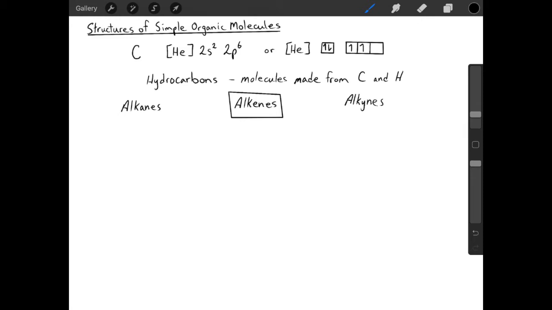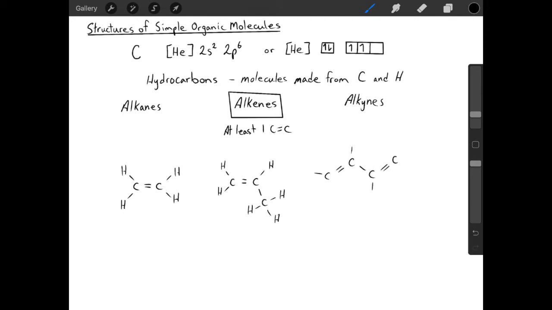Alkenes have at least one carbon-carbon double bond. The other bonds will be single bonds. As a reminder, anything with 3 domains, like one of these double-bonded carbons, is going to be sp2 hybridized and have bond angles of approximately 120 degrees. And again, any of the single-bonded carbons are going to be sp3 hybridized.